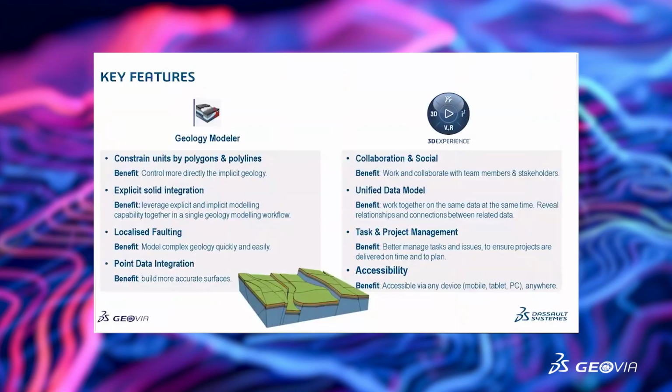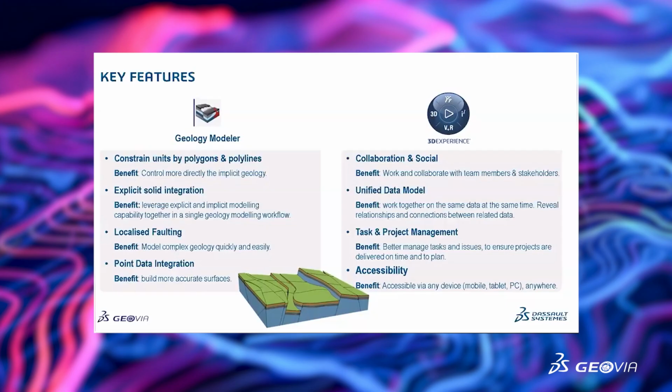So what I want to talk about more now is the benefits of GEOVIA's implicit modeler, the geology modeler, and the 3D Experience platform in general, which underpins this solution. With the geology modeler, I've already mentioned that you can constrain geology by constraint lines, such as polygons or polylines, to help control and meet your interpretation of your geology. You can also incorporate explicit solids. So if you've got a high priority solid or an ore body and you want to model that explicitly, but the rest of your geology implicitly, you can do that all within the same workflow.